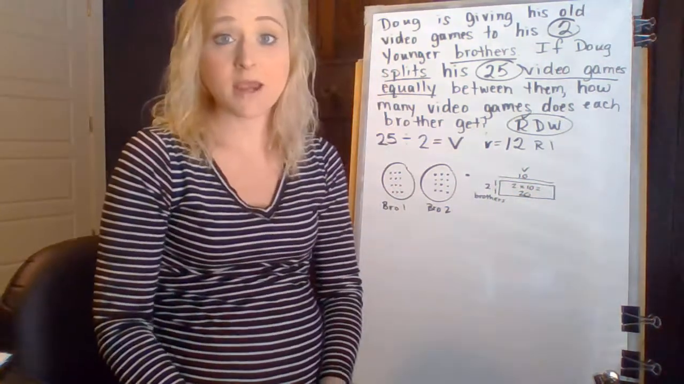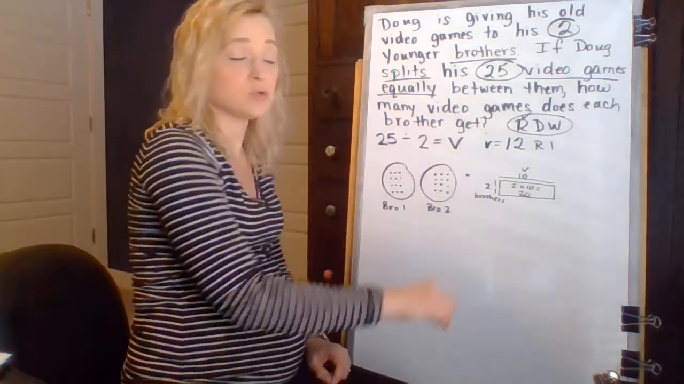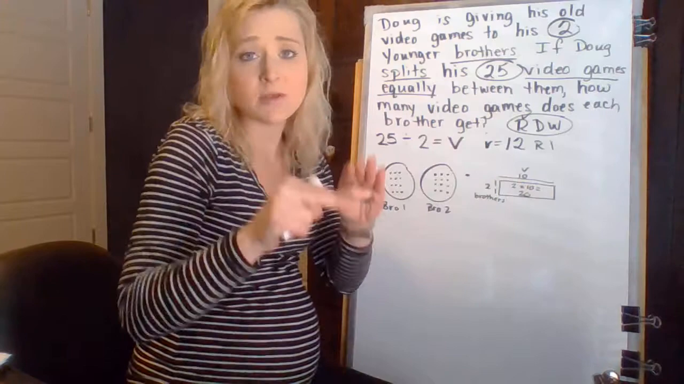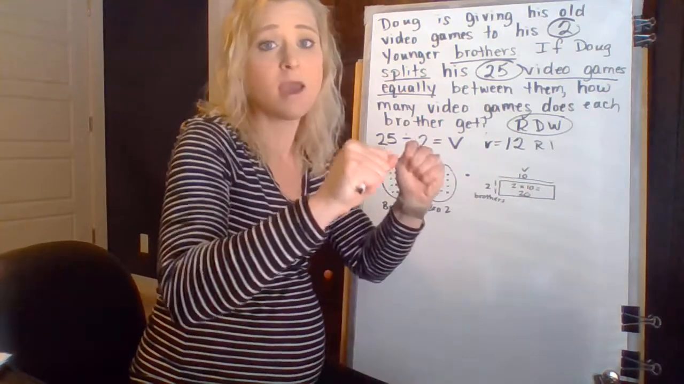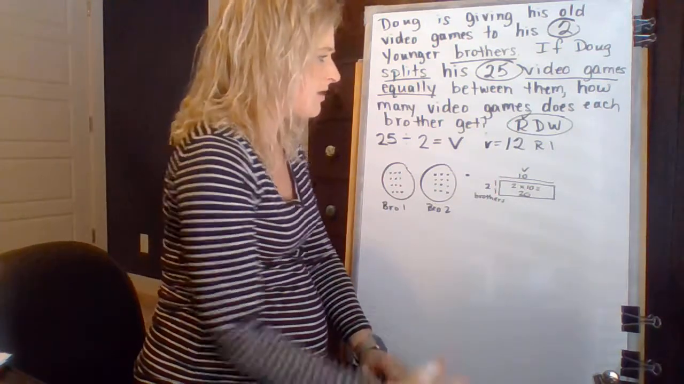It's 20. So right now I've taken care of 20 video games in one full sweep instead of doing 20 individual dots. I took care of it. I said each brother can get at least 10 video games. Yay! We're working faster. We're working smarter, not harder.